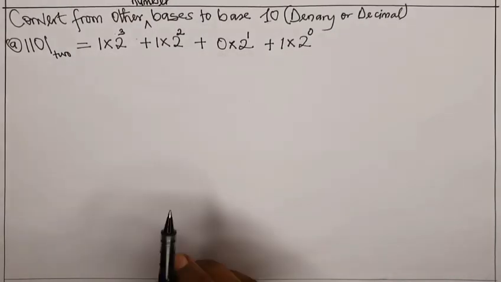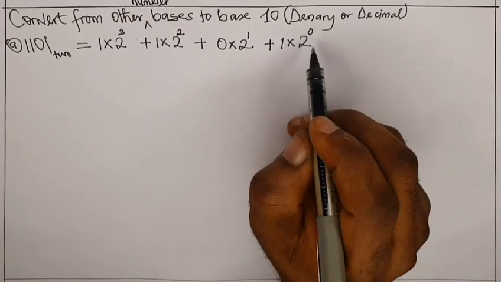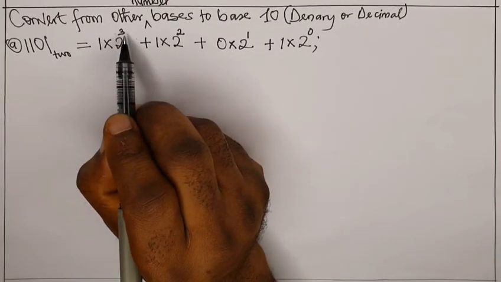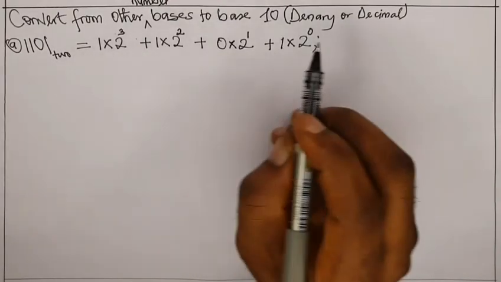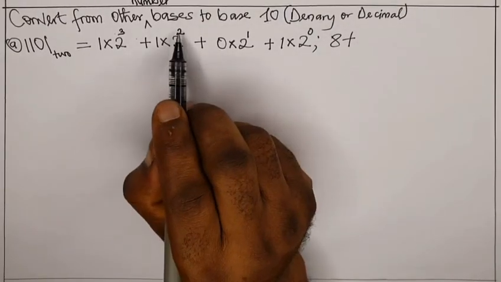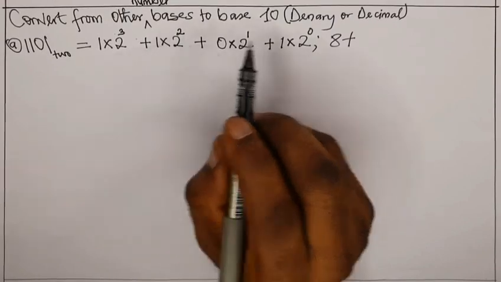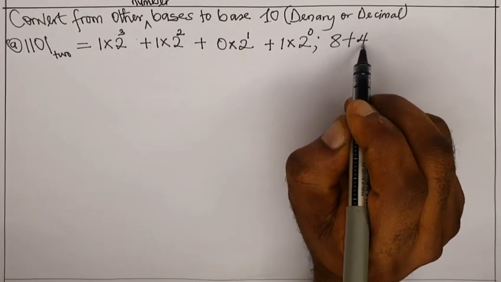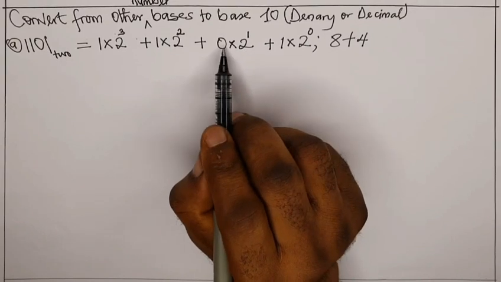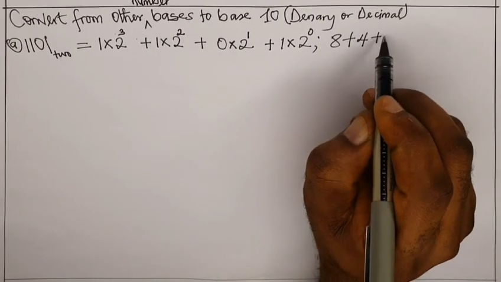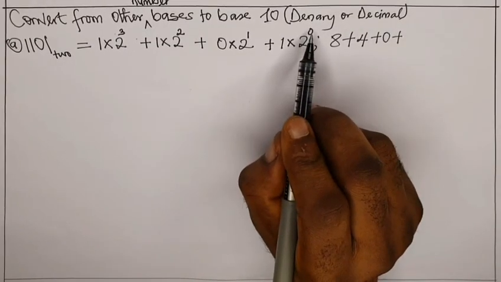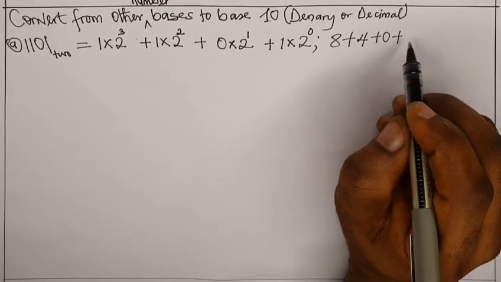So now we are going to simplify. We have just expanded. Let's simplify our expansion. 2 to the power of 3 will give you 8. So 8 multiply 1 is 8. Write it down. Add 2 to the power of 2 is 4. 4 times 1 is 4. Next, 2 to the power of 1 is 2. 2 times 0 is 0. So if you add 0, and the final one is 2 to the power of 0 is 1. So 1 times 1 is 1.